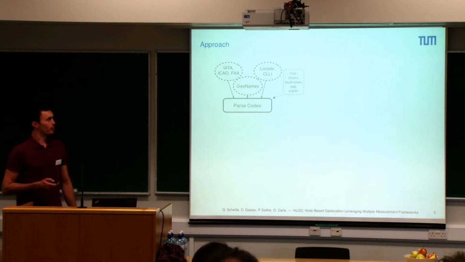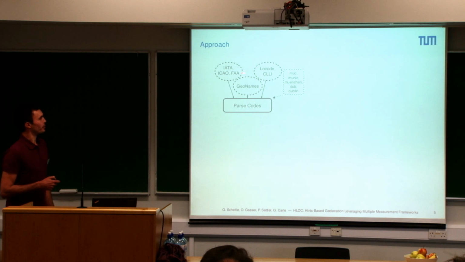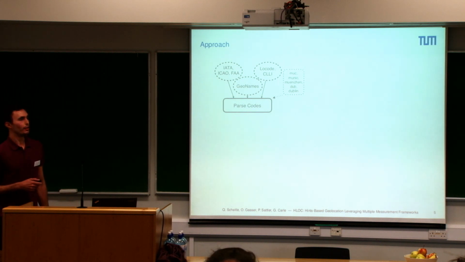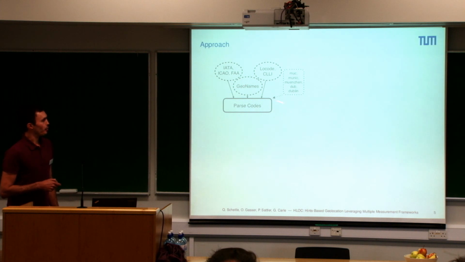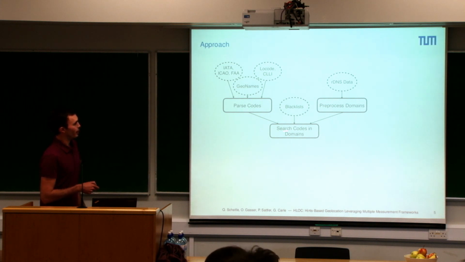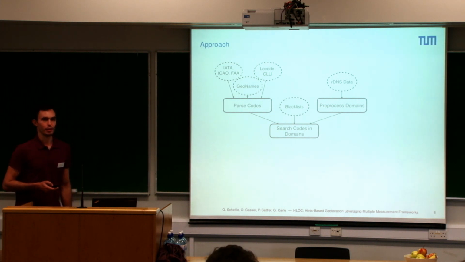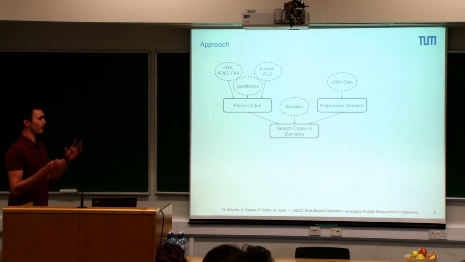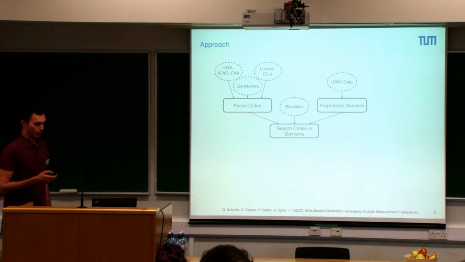So let's look at the approach in a little bit more detail. We obtain various types of codes, either airport codes, IATA, ICAO, and FAA, LOCODE, which is the United Nations specific format, and also GeoNames, and we parse those codes. We then obtain reverse DNS data and preprocess certain domains to eliminate unusable domains, and we search the codes that we found in domains that we obtained from the reverse DNS router dataset. We use a blacklist, I will come to that later, in order to remove unusable entries.